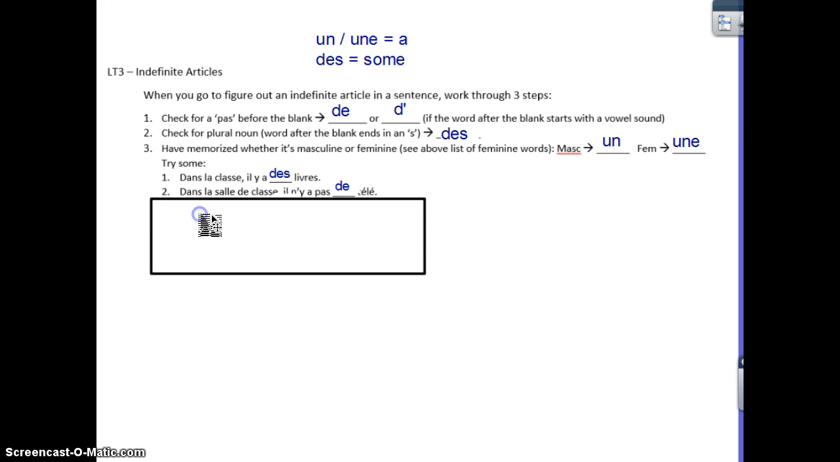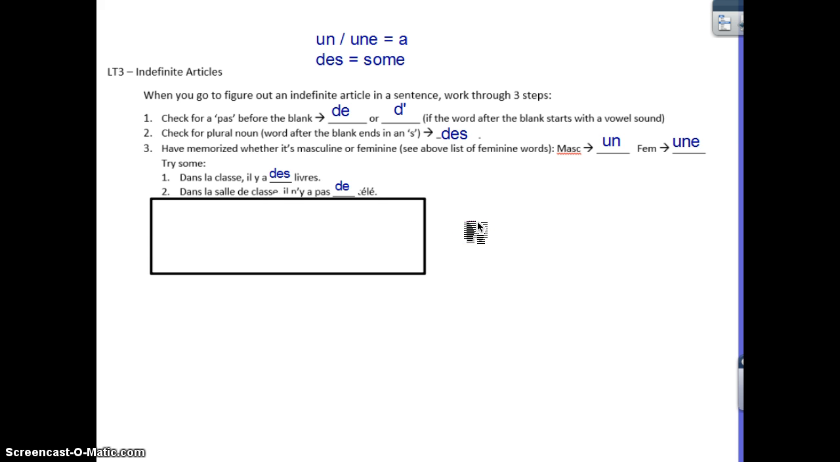So for number 2, I went ahead and worked through my 3 steps again. This says in the classroom there are not, or there is not a TV, is basically what we're saying. Now as soon as I saw that pas, I immediately had an alarm go off in my head that said, hey, if there's pas, I don't have to worry about whether it's masculine, feminine, or plural. I don't even really have to look at the word that comes after it and know what it means. I just know that it's going to be de.